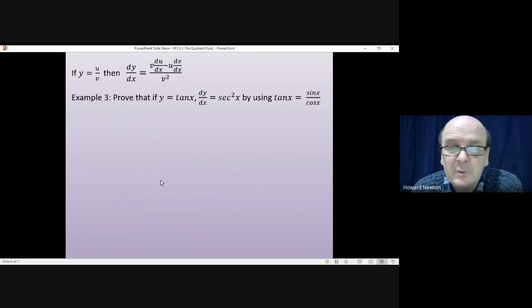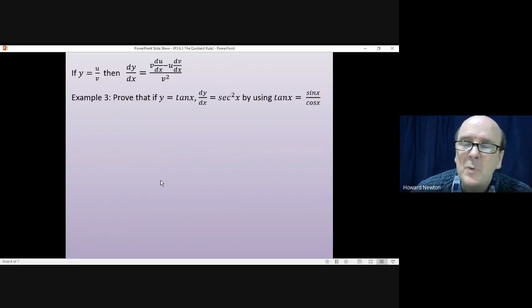Prove that if y equals the tangent of x, that if I differentiate that, I'll get sec squared x. Now that's a really important differential. It's one that you will have to learn. And the way we prove it is by writing tan x as a quotient. Tan x is equal to sine x divided by cos x. And we use the quotient rule in order to differentiate this.